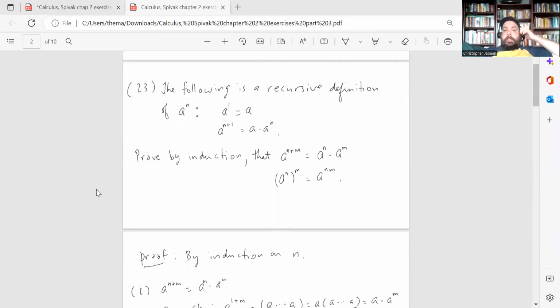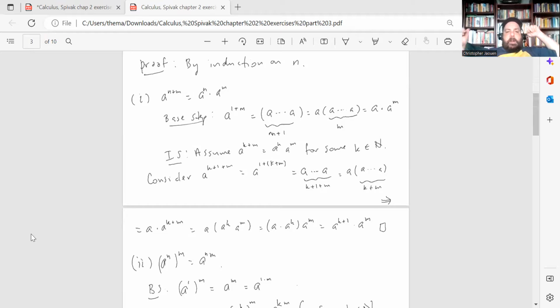So in 23, he says the following is a recursive definition for the nth power of a. You can define a to the first power to just be a, and a^(n+1) to be a times a^n. And he wants us to prove these two properties of exponents using induction. So we want to prove that a^(n+m) is a^n times a^m, which you probably remember from your algebra class. And then also we want to prove that (a^n)^m is a^(nm). Okay, and again, it's by induction.